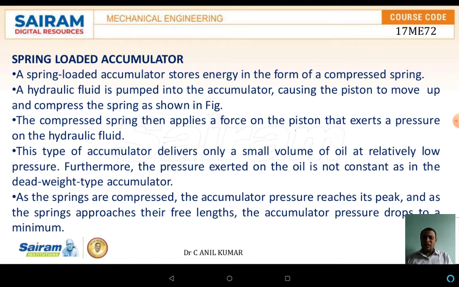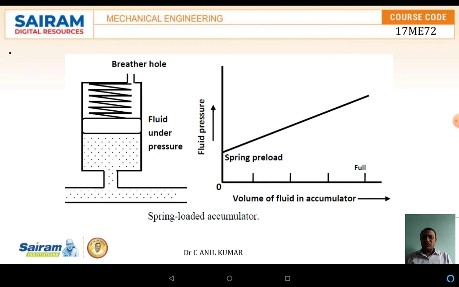As the springs are compressed, the accumulator pressure reaches its peak, and as the spring approaches its free length, the accumulator pressure drops to a minimum. That is, it is linearly varying. The schematic diagram shows the spring loaded accumulator. The spring pressure is applied on the piston, and the piston as well as the spring are entirely placed inside the cylinder. The load is applied by means of the spring pressure, or the spring load.